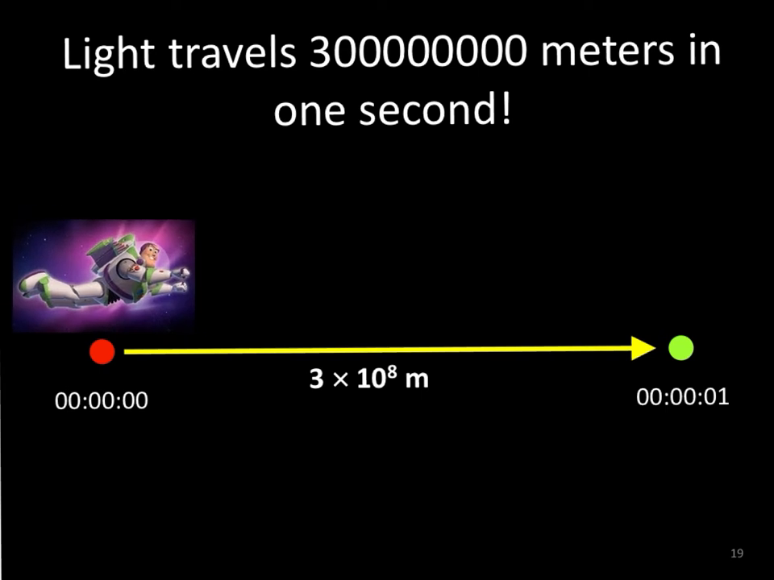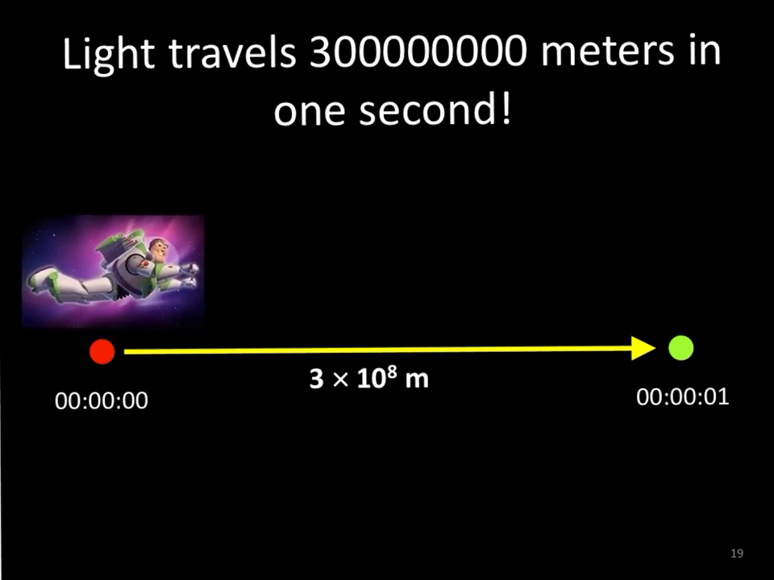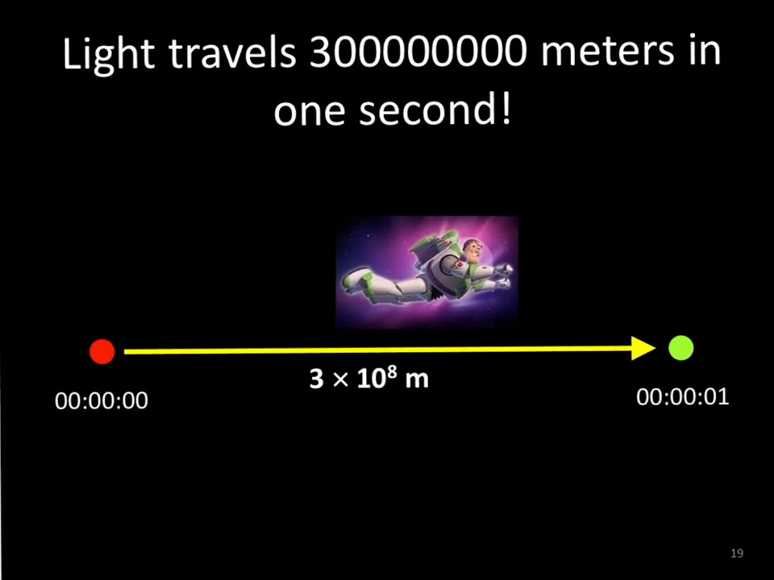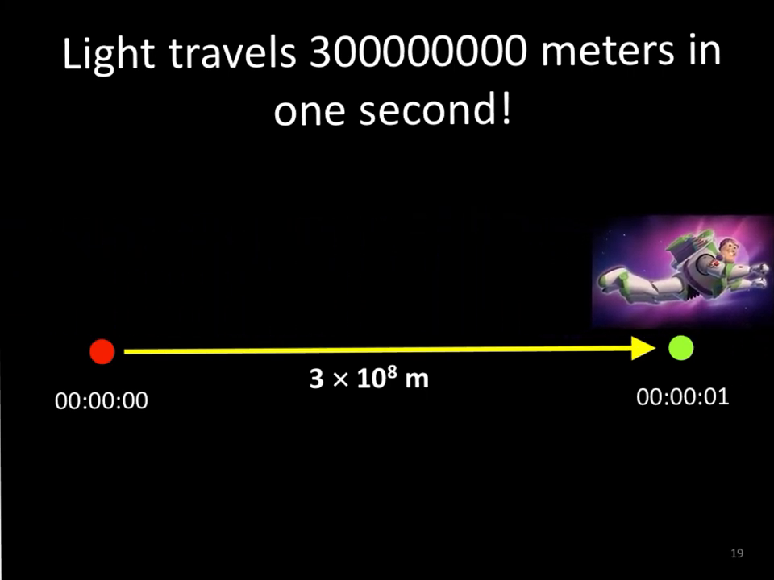And suppose this is Buzz Lightyear, and suppose he can fly at the speed of light, as fast as light. Therefore, in one second, he can fly a distance of 3 × 10⁸ meters. Yeah? In fact, in 1 second, he can actually fly 3 × 10⁸ meters. It only takes him 1 second to fly such a large distance.